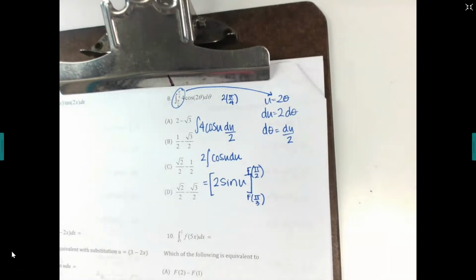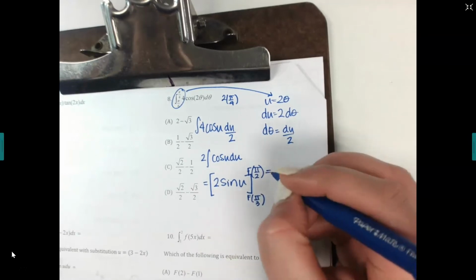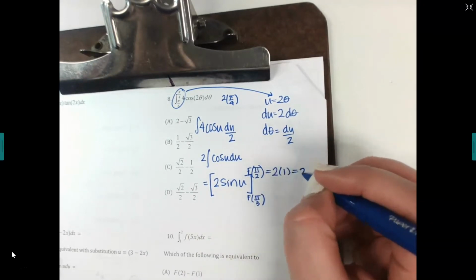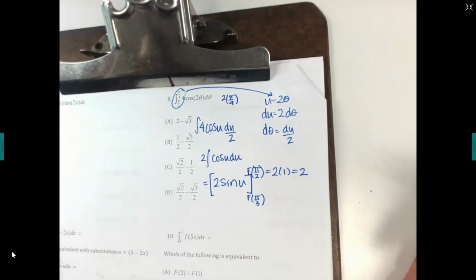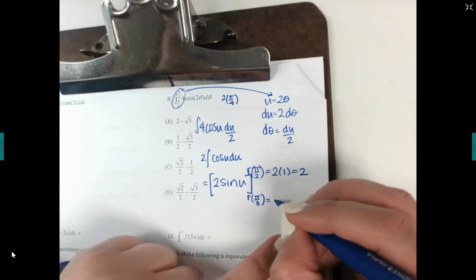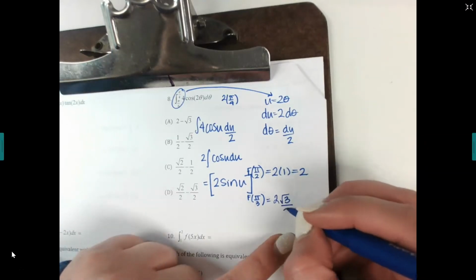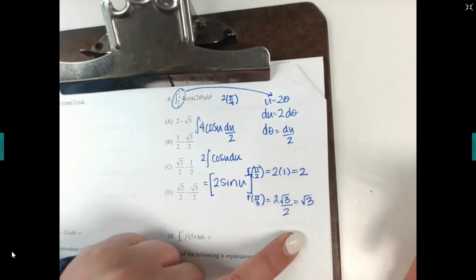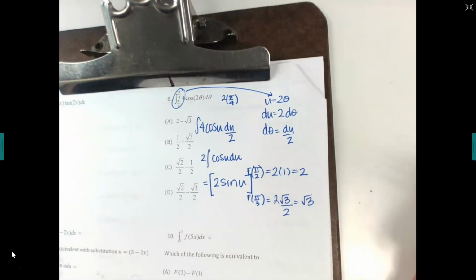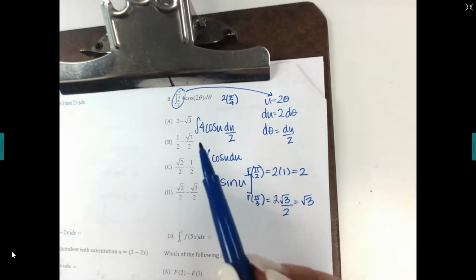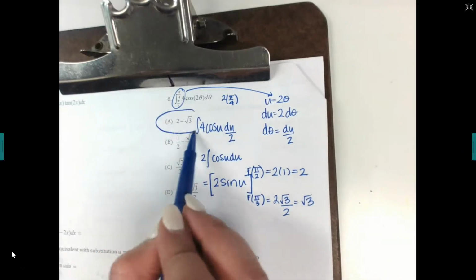So plug in pi halves first. What's the sine of pi halves? Pi halves is your thumb. Everybody's on bottom, so it's a 1. 1 times 2 is 2. Next one is pi thirds. Pi thirds is your pointer finger. Sines on bottom. I have root 3 over 2. But if I multiply root 3 over 2 times 2, I just get root 3. And then I subtract those 2, so I'm looking for option A. Okay?